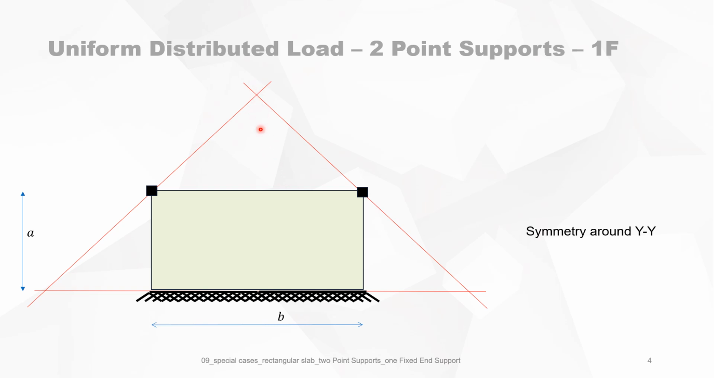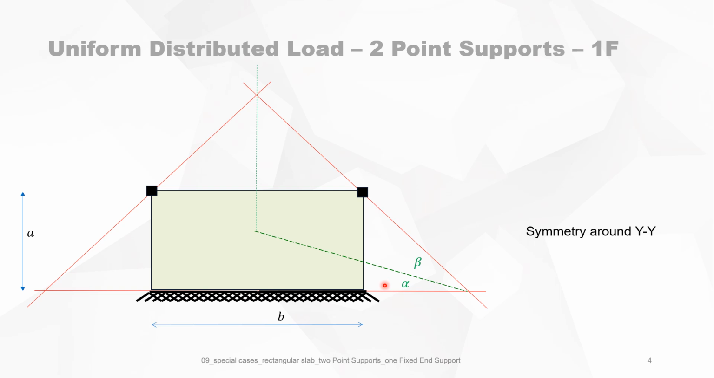Because of symmetry around the YY axis, we know that the yield line must come through the intersection of the two rotation axes, and it will be vertical because of the symmetry around YY. So this is the direction of the yield line. On the right-hand side, the yield line starts at the intersection of the two rotation axes, but we do not know the angle. So that's one parameter that we have to optimize.